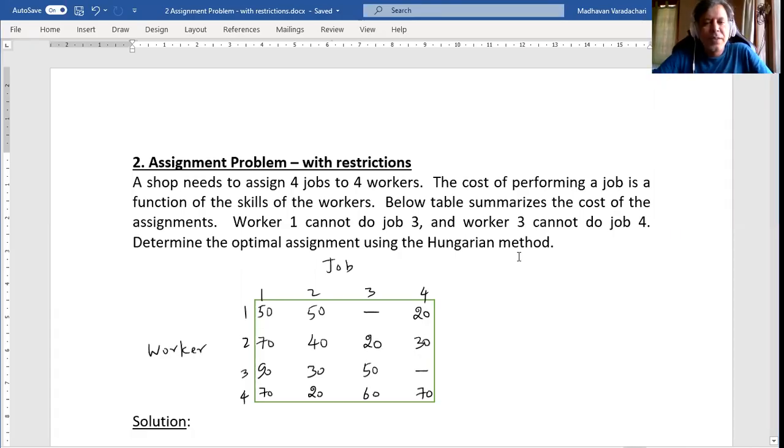Hello everyone. This is in continuation with our assignment problem. The next problem we will be dealing with is with some restrictions. Let us understand the question.